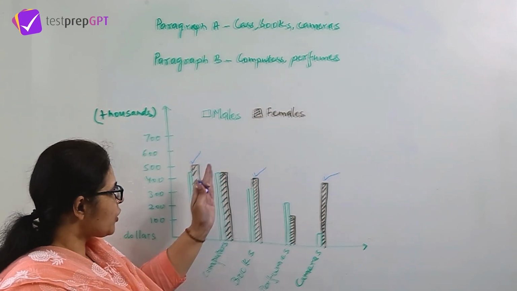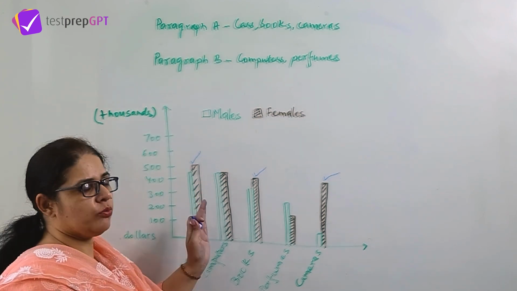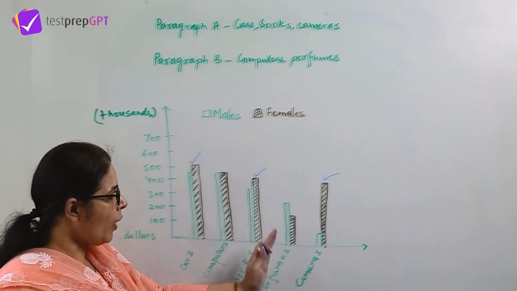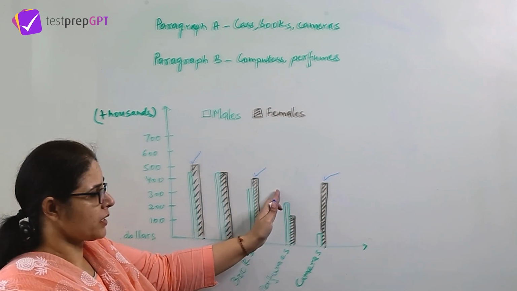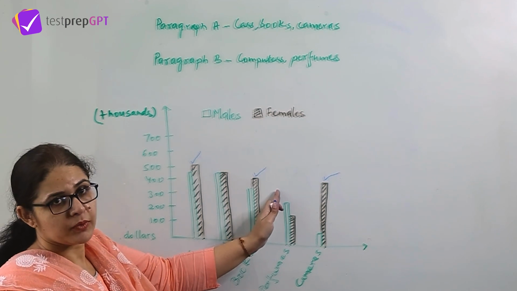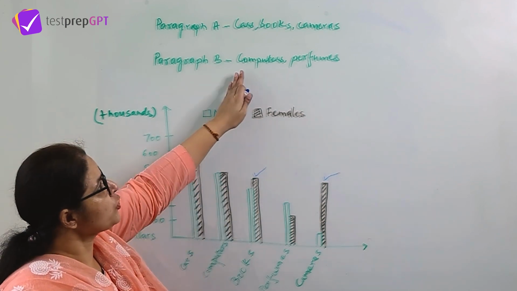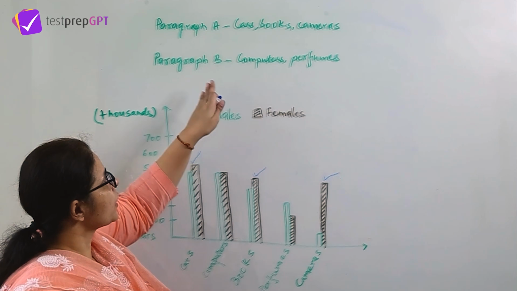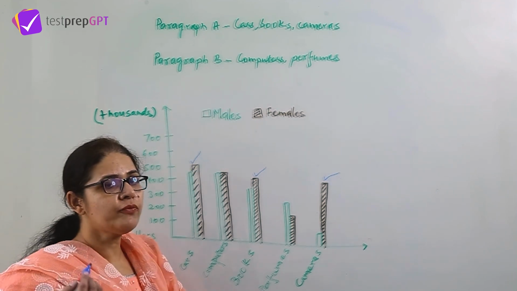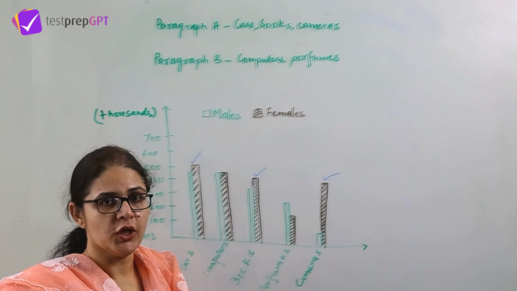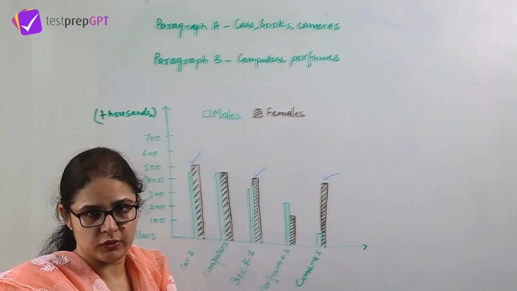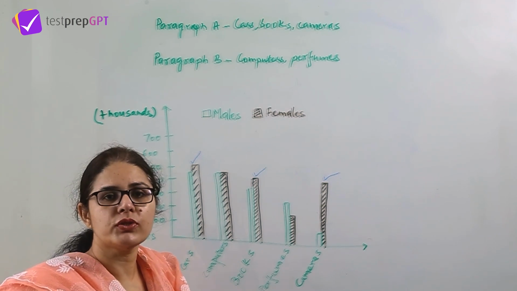Next, computers, they spend almost an equal amount, while for the perfumes, females spend less money than the men. So I can put computers and perfumes into paragraph B. So what you have to keep in mind is that you have to make a logical division of your work. So the structure should be logical so that you get marks for your coherence and cohesion.